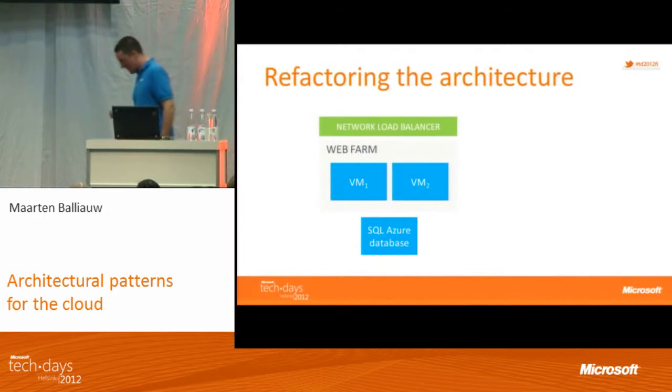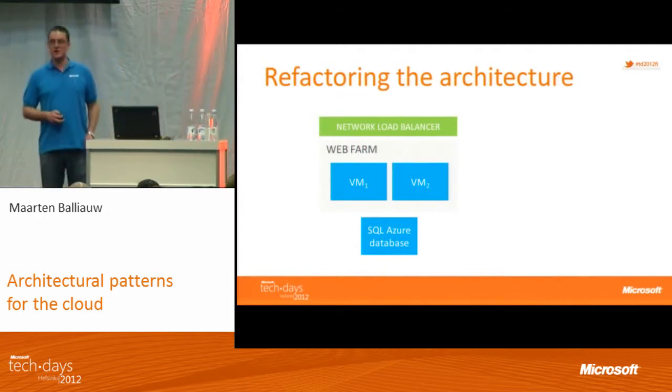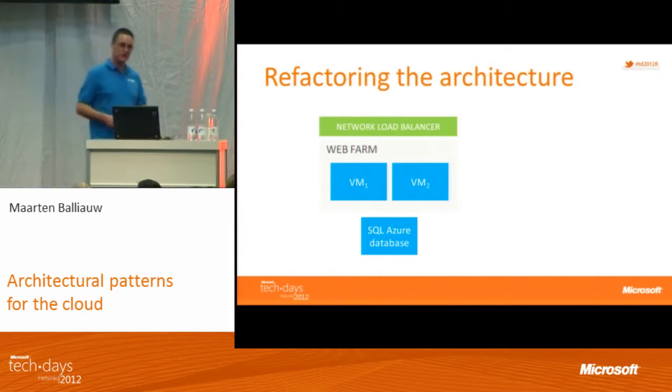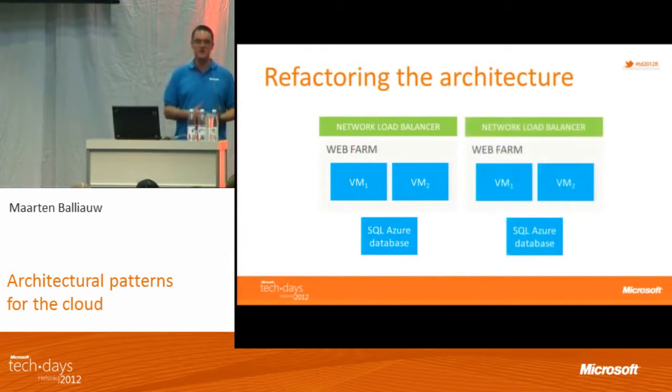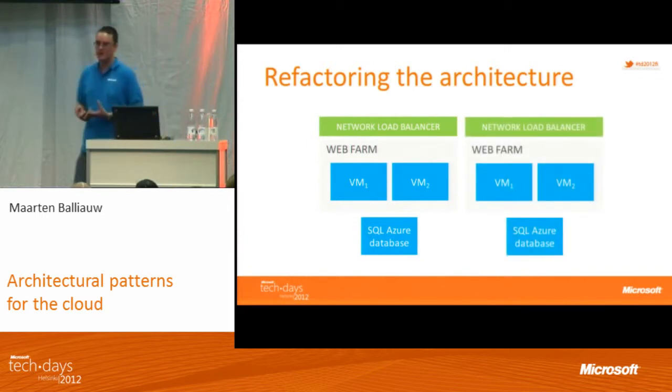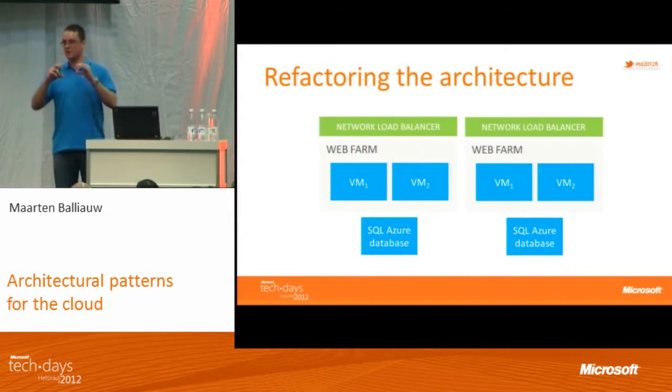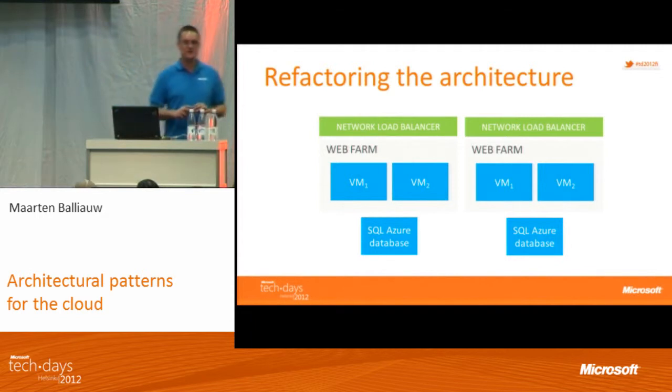Let's refactor our architecture, and let's run on 2 data centers. For example, Windows Azure has North Europe and West Europe. You can run in both data centers. Just copy the same architecture in both data centers, which means in every data center you will have Windows Azure's load balancer, you will have some VMs, and you will have an instance of SQL Azure running.